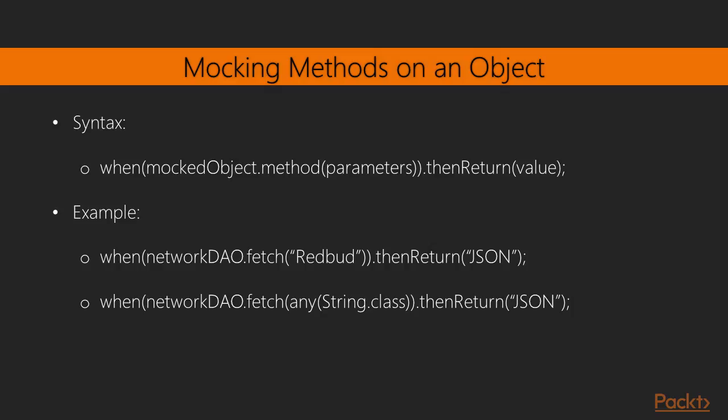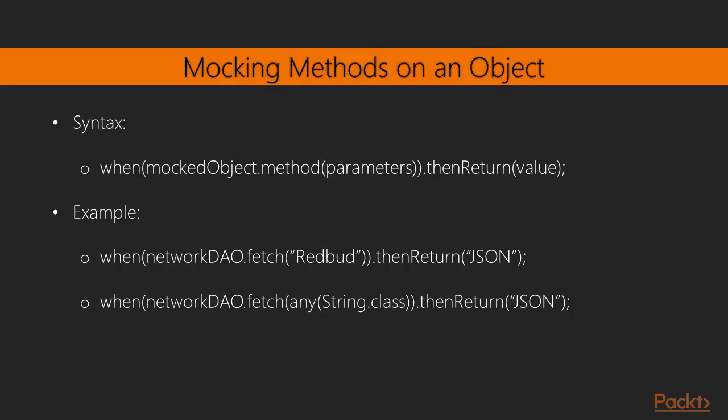When networkDAO, remember what networkDAO is? That is the mocked object I created in the last slide. When networkDAO.fetch, so we're calling the fetch method that I've defined on networkDAO, I'm passing in the string called redbud. Then return, and here I have JSON in quotes. I'm actually going to put a literal JSON string in there, in other words, something that can be parsed. That would look ugly on the slide because that's going to be quite a bit of text, so I've just shortened that down to simply JSON. But when we actually implement this, I'm going to put a real JSON string in there. So that's one way we can do it.